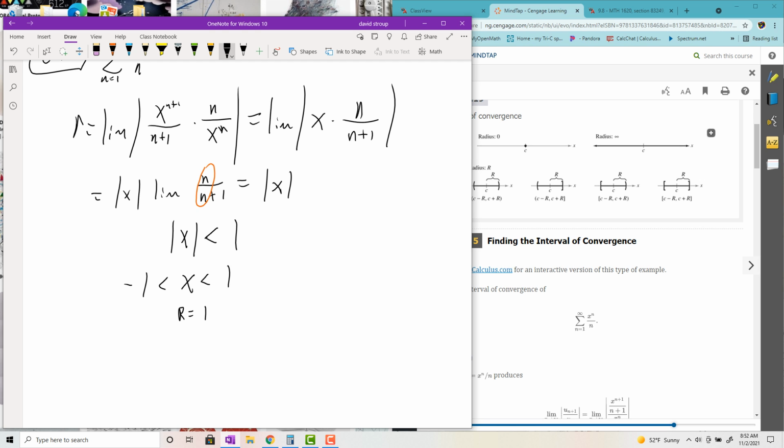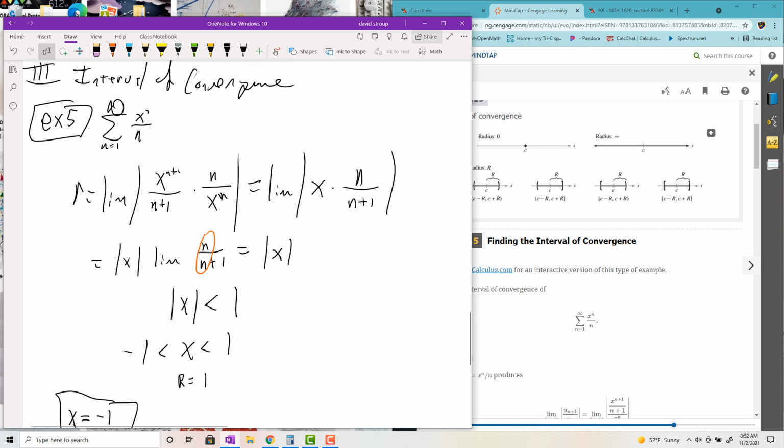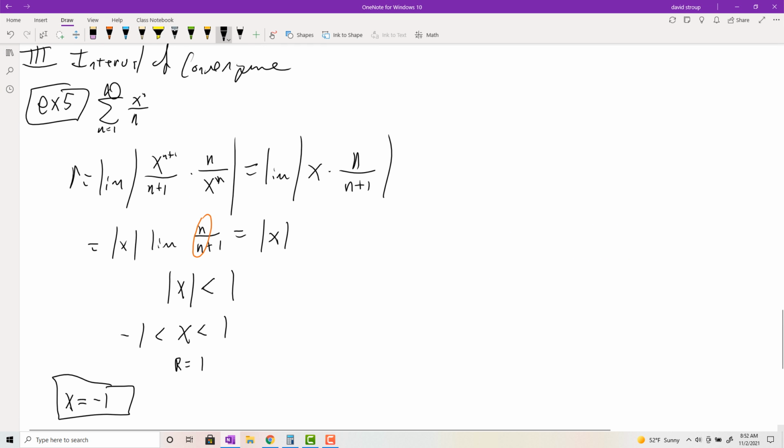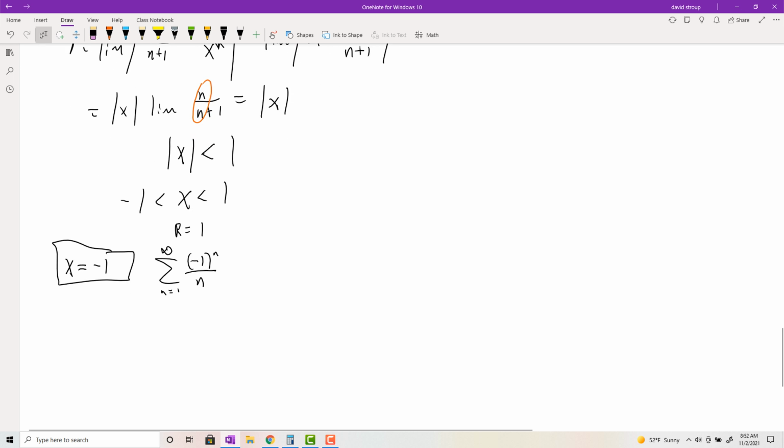But then we want the interval of convergence, right? So we need to check the endpoints. And how does that work? So you're going to set x equal to negative 1 and plop that value into the original series. Okay, so wherever you see x in the original series, you're going to put a negative 1. So you get negative 1 to the n all over n from n equals 1 to infinity. Okay, this thing is an alternating series, so do the alternating series test.